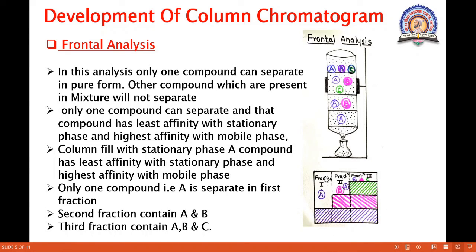In this graph, in the first fraction, we get only compound A. Here, only the blue part is there, so it is the first fraction. While in the second fraction, we get the mixture of A and B. That's why blue and pink color is there. While in the third fraction, we get three components A, B, C. That's why blue, pink and green components are there.